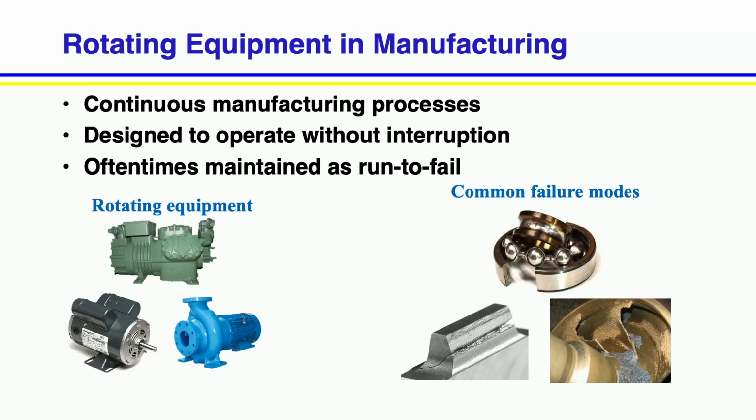So I'm going to talk specifically more about rotating equipment here because these types of pumps and motors are very common in many manufacturing industries. And some of these industries, like oil refineries and chemical plants, are running continuously, 24 hours a day, 7 days a week, every day out of the year. So they're designed to operate without interruption. There's no planned downtime like in an automotive plant where every night they have an opportunity to do some maintenance. So they do often fail.